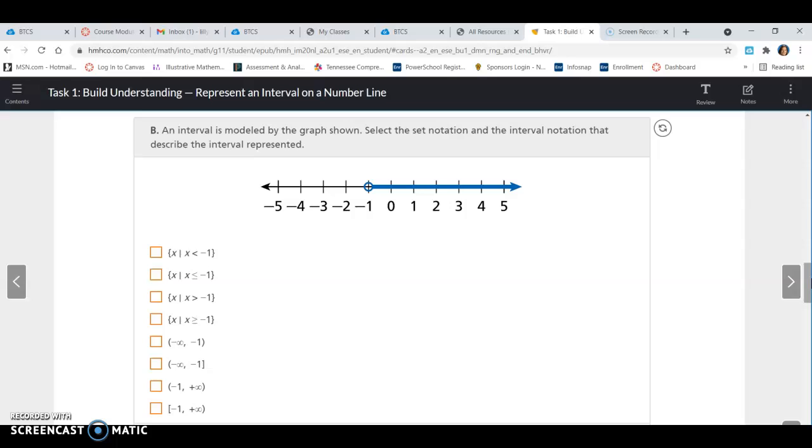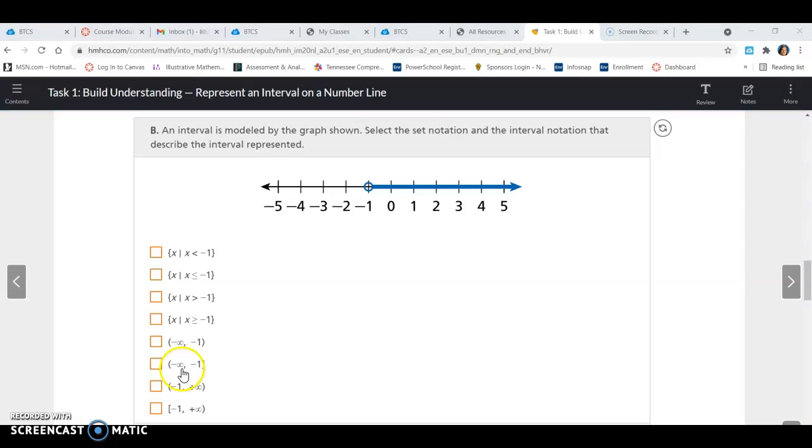All right, for B part, an interval is modeled by the graph shown. Select the set notation and the interval notation that describes the interval represented. So you want to select two answers. So this is a select all. It says select the set notation and the interval notation. So we can look at the graph here and we can see that this is an open circle and it's shaded to the right, which means it is greater than. So again, pause the video, check the ones that you see, and then start again.